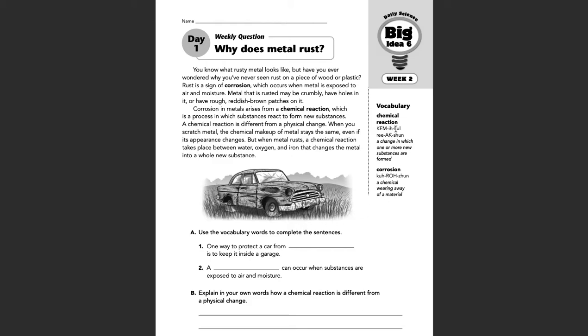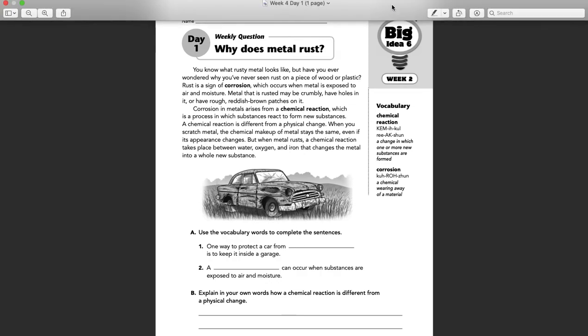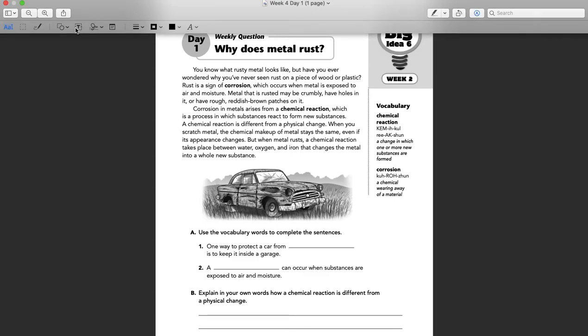Let's look at the vocab words. Chemical reaction, a change in which one or more new substances are formed. Corrosion, a chemical wearing away of a material. Number one, I think corrosion would best fit this empty space in the sentence because we're trying to protect our car from corrosion or rusting.